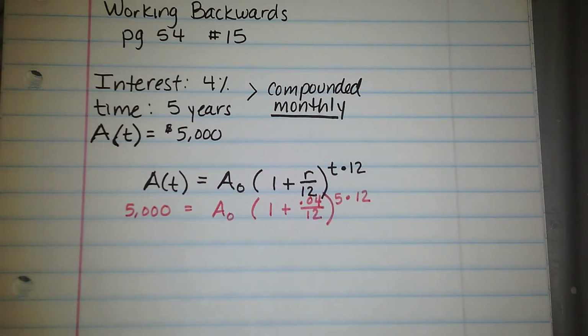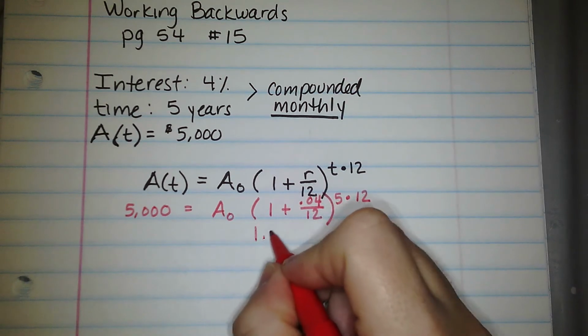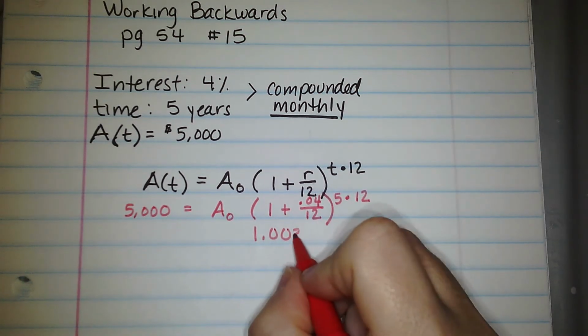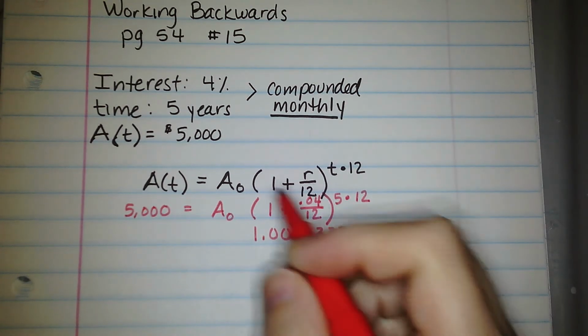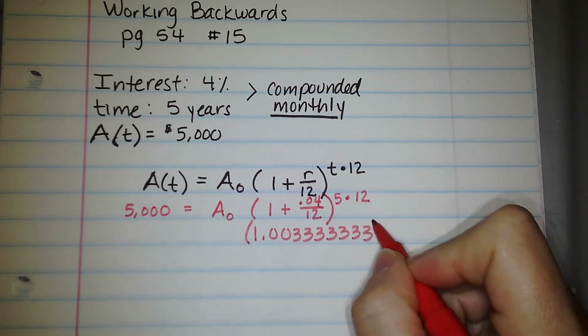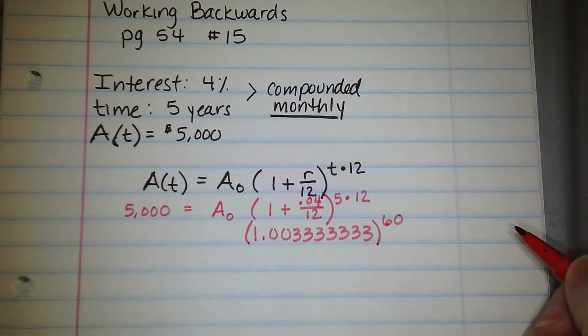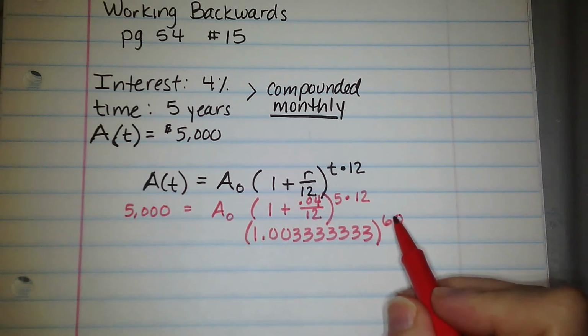So let's check this out. In my calculator, I'm going to do 0.04 divided by 12. Then I'm going to add 1, and write down this whole big number, 1.00 and then 1, 2, 3, 4, 5, 6, 7 threes. That's a lot of threes, but that's what you should see on your calculator when you do it. And 5 times 12 is 60.